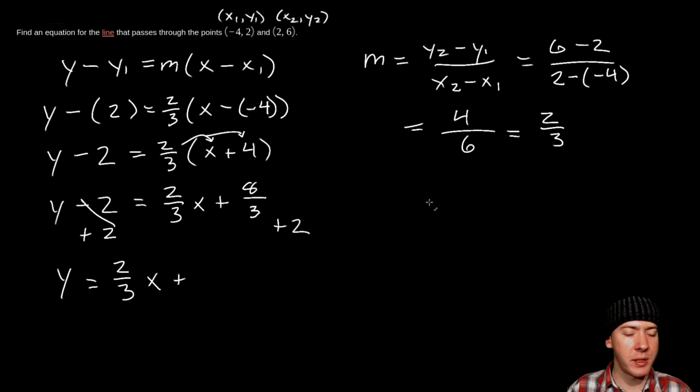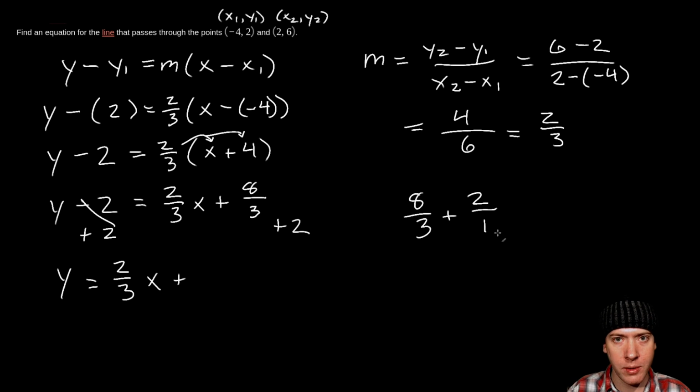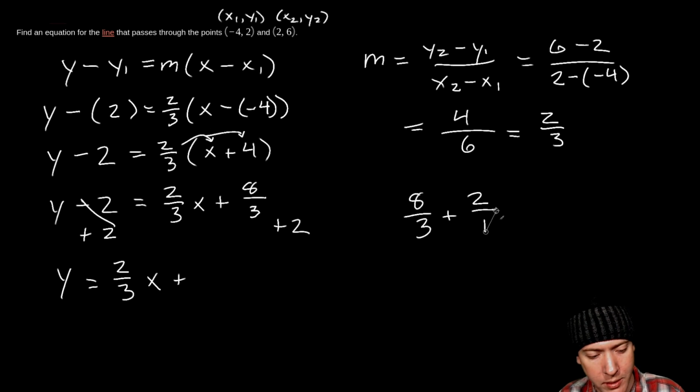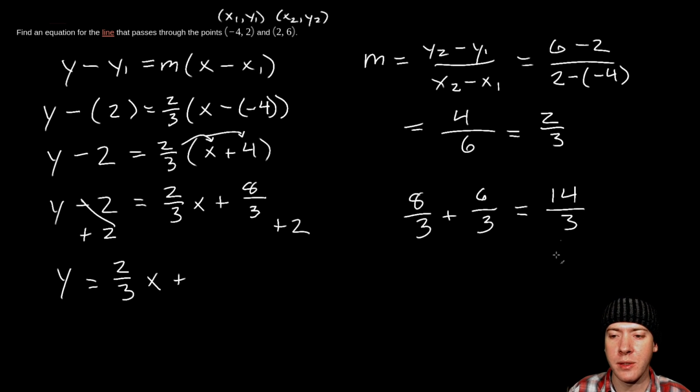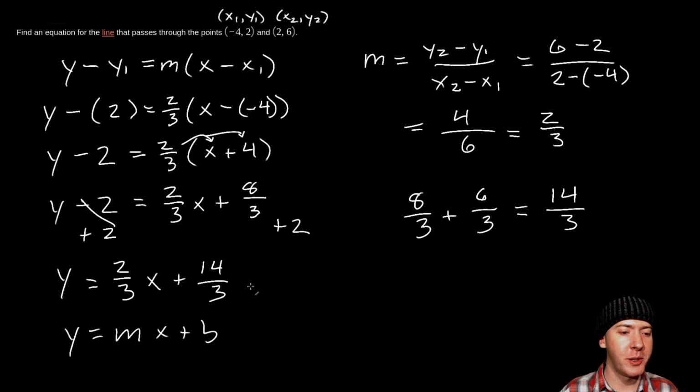So what is 8/3 plus 2? Let's work that out. 8/3 plus 2 over 1, right, is, well, we need a common denominator, so we're going to multiply the top and the bottom by 3. What would that be? That would be 6/3, right? So 6 over 3, that's the same as adding 2. And 8 plus 6 is 14. So we've got 14/3 here. And that's what goes on the end. I'm going to go back over to Alex and put this answer in. Y equals 2/3 x plus 14/3.